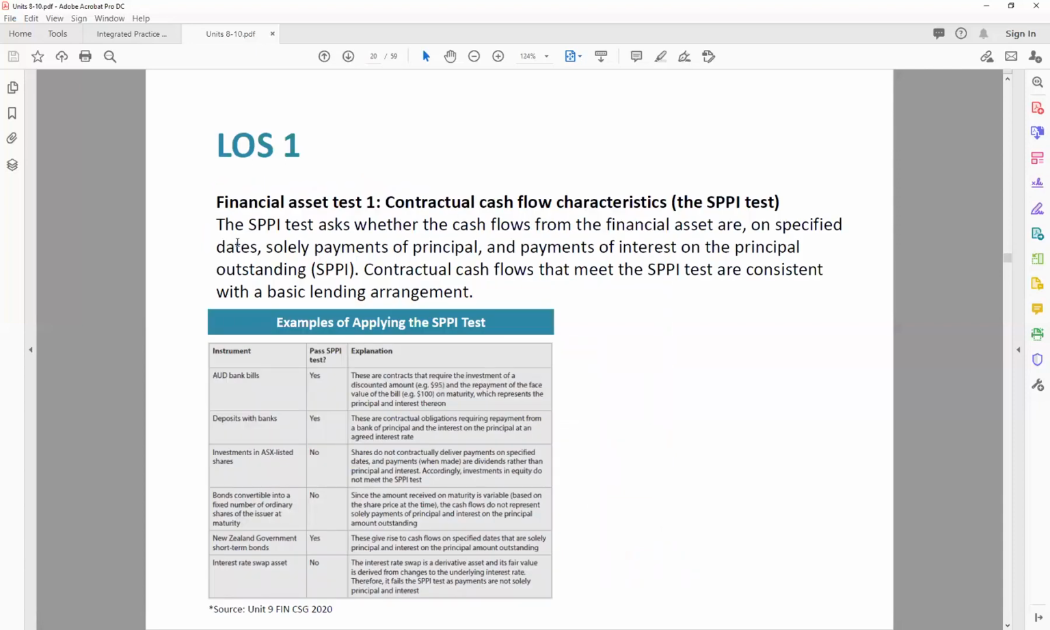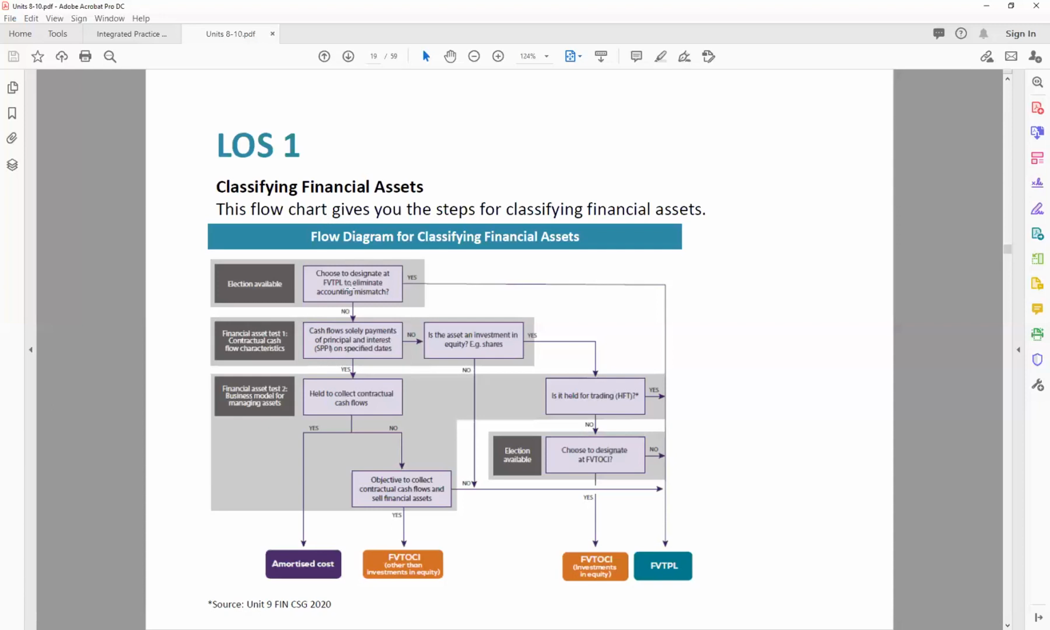So here you can see that as part of this diagram, we look at this test here. We'll go through this diagram in a bit more detail. We can see that a company can choose at initial designation whether or not it wants to classify the financial asset as fair value through P&L. Companies can just say, look, let's put this as fair value through P&L to eliminate an accounting mismatch, and then it goes here.